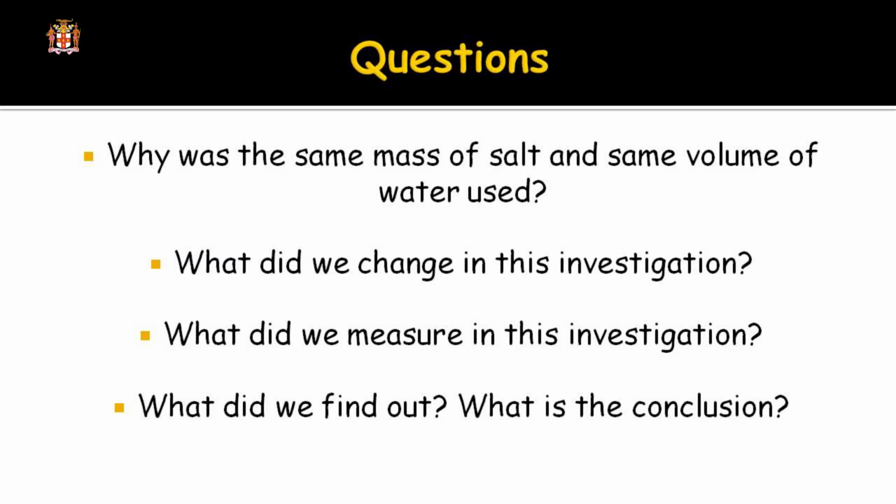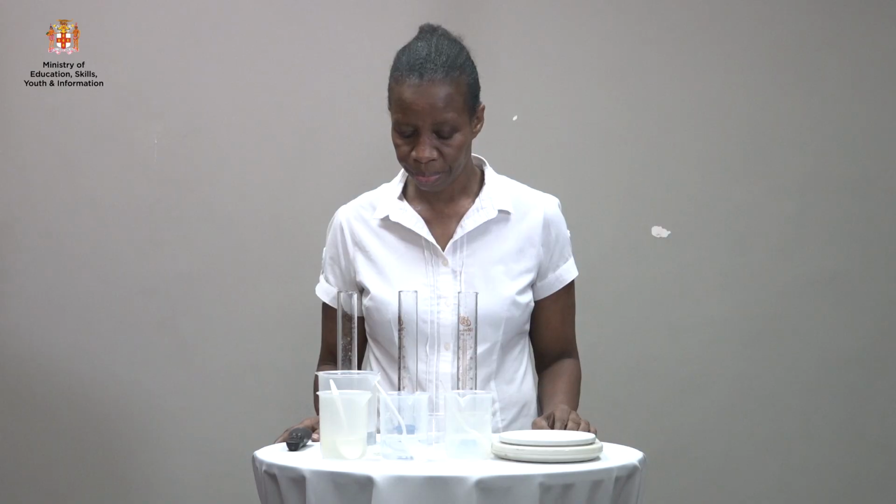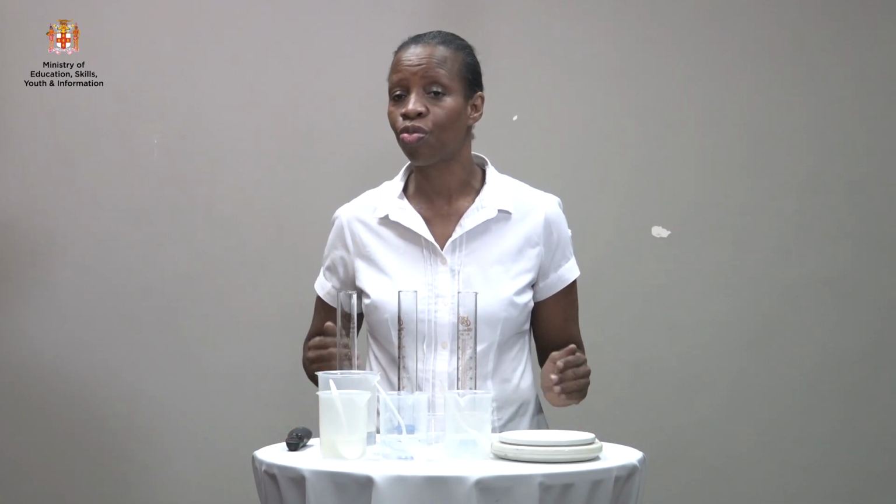So let's recap and answer these questions. Why was the same mass of salt and the same volume of water used? Why do you think we did that? Yes, because we have to set up a fair test where we keep some things the same, and so the same mass of salt, same amount of water meant that we could now check to see what really affected how quickly the salt dissolved. So those were kept the same in order to have a fair test.